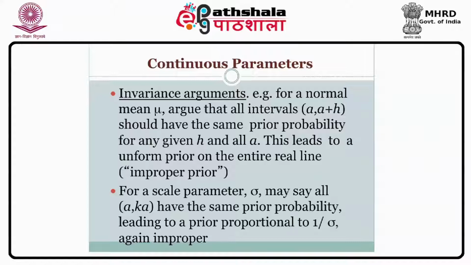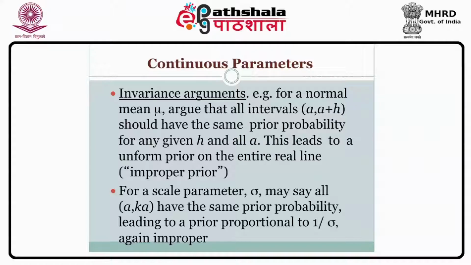You see that as soon as you take the uniform prior on the entire real line, the prior doesn't exist, in the sense that if you integrate over the whole range, it comes out to be infinity. So it diverges, it blows up. Okay? And so what to do? We'll discuss it later on. And for a scale parameter sigma, so instead of mu, if we consider the scale sigma, we may say that all values in the range a to Ka have the same prior probability, leading to a prior proportional to 1 over sigma.